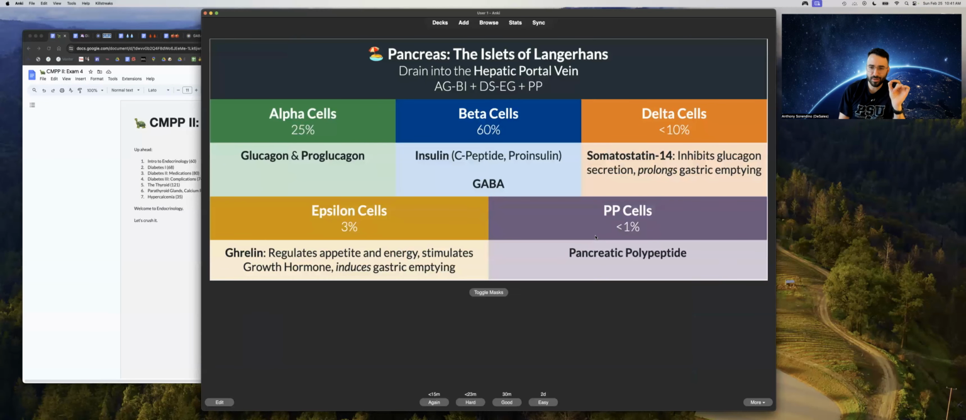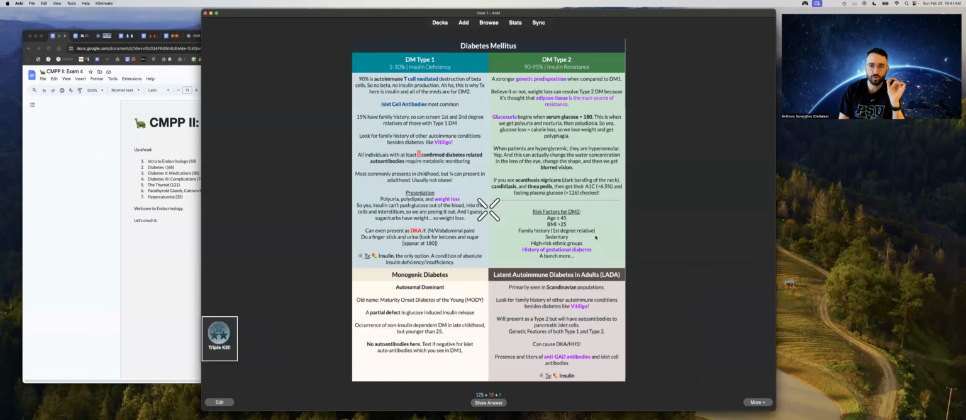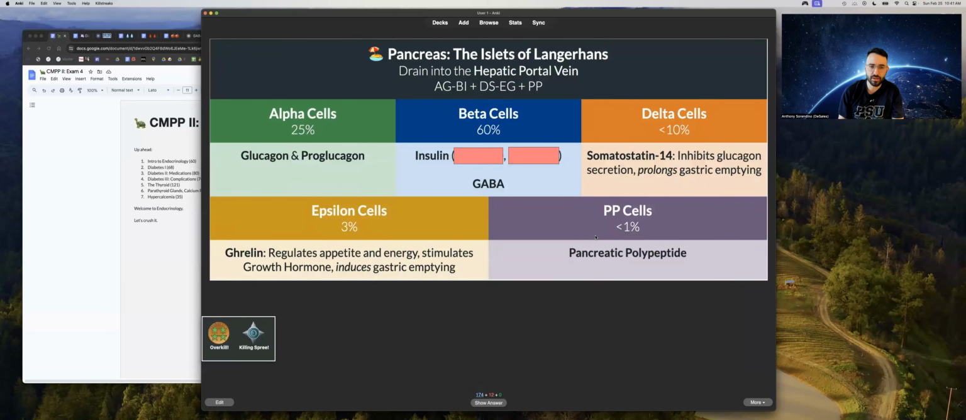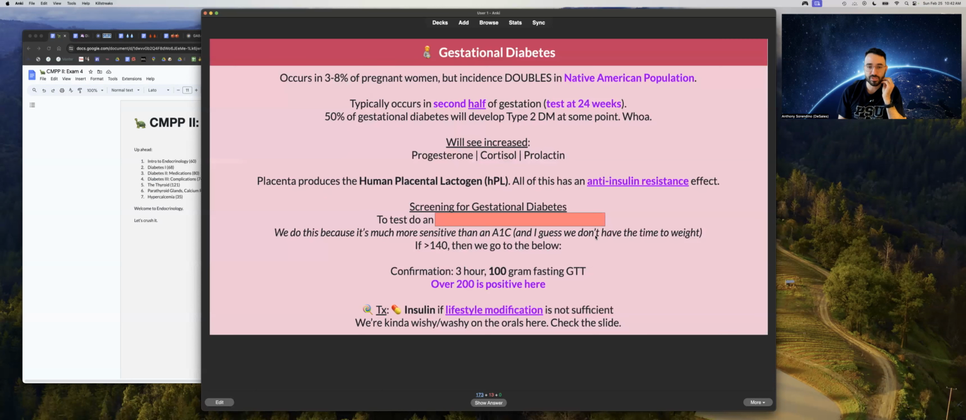PP cells, pancreatic polypeptide of the islets of Langerhans, which drain to the hepatic portal vein. All individuals with at least blank confirmed diabetes-related autoantibodies require metabolic monitoring. Beta cells, insulin. So pro-insulin gets cut into insulin and C-peptide. Oh, that is an amateur mistake.